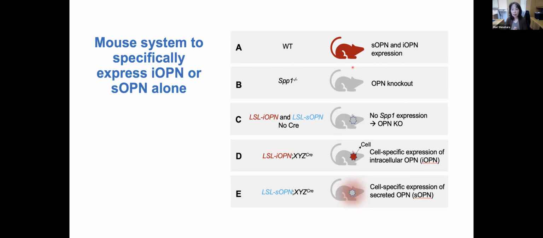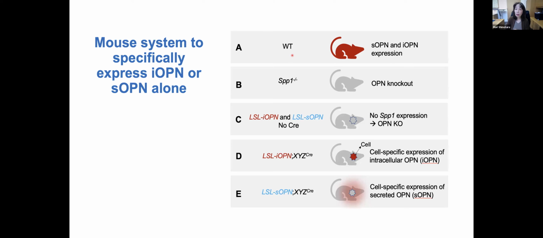So how can we tell the difference between iOPN's or sOPN's involvement in disease models in vivo? To understand that, we developed this system. Please just look at D and E first. The bottom line here is that we developed two different kinds of new mouse lines. One mouse line only expresses iOPN under Cre expression. Here is intracellular OPN shown in red. And then this E is the mouse line which expresses only secreted OPN in certain Cre-expressing cells.